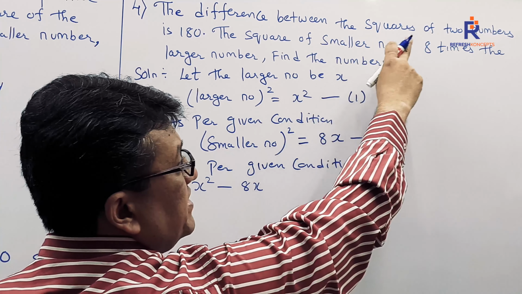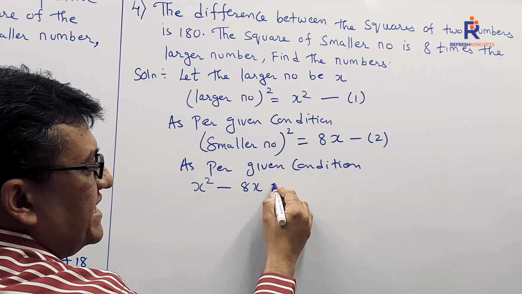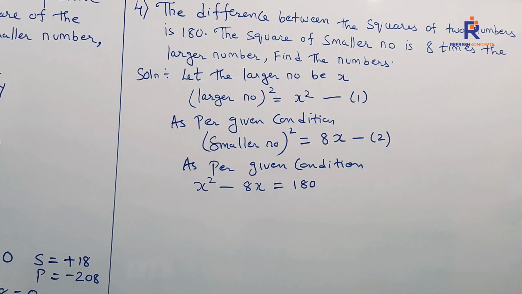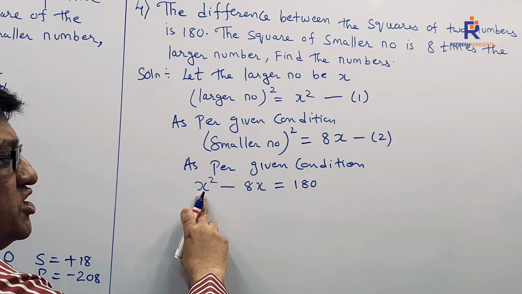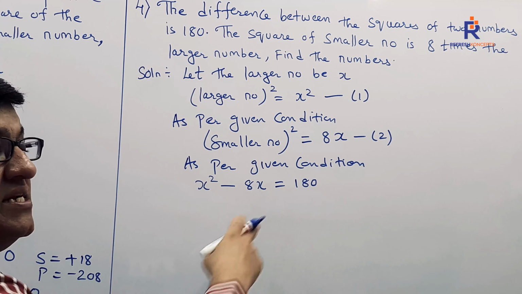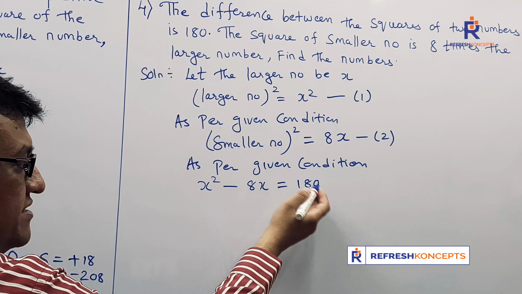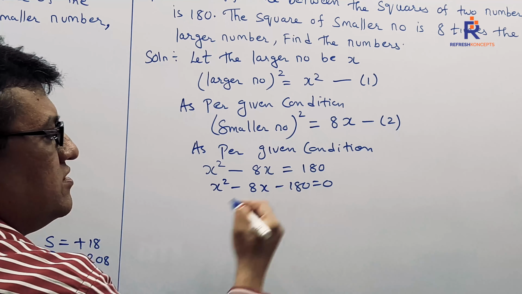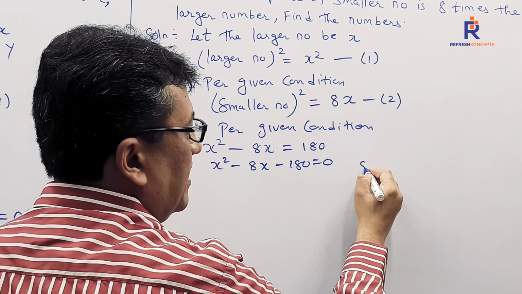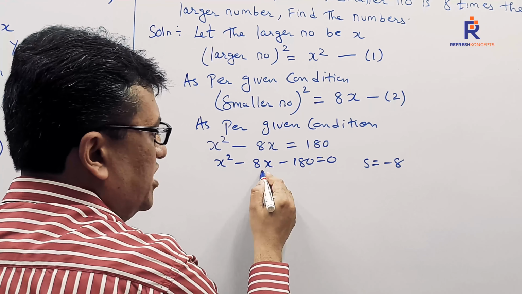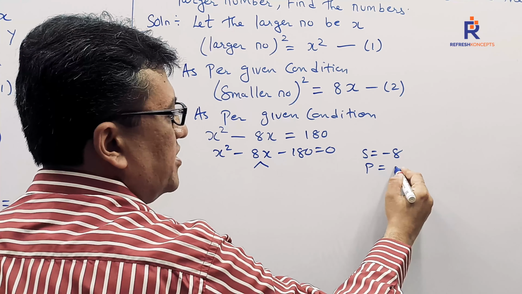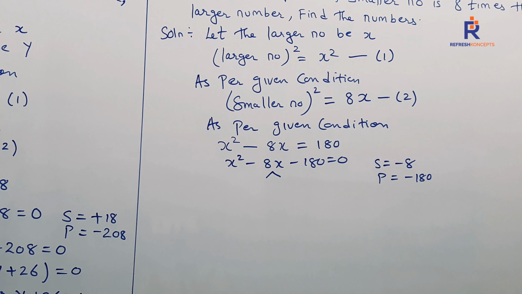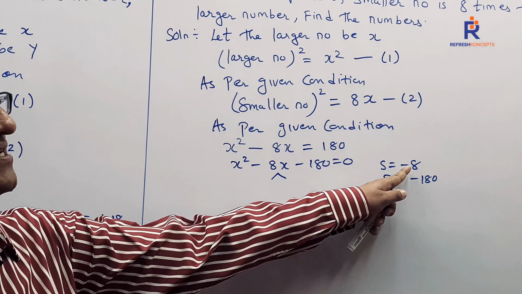Now we are going to focus on the very first statement, what they have stated. They have stated the difference between. So as per the given condition, but this time we are going to focus on the first line: difference means minus. Between, so here one number and here one number. Squares of two numbers: larger number is x square, smaller number is 8x. The difference between the squares of two numbers is 180. I hope, children, you have understood how we have framed the equation.